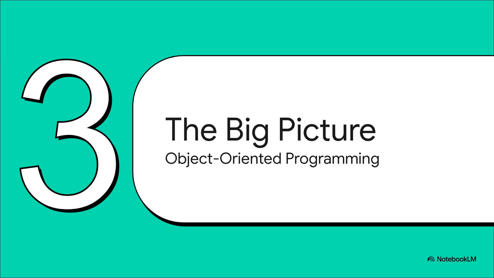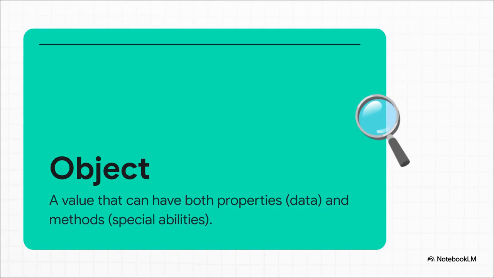Okay, so we've looked at all these little pieces. Now it's time to zoom out and see the big picture. And here's the best part. You have already been doing all of this, even if you didn't know the official fancy name for it. So let's get official for a second. What exactly is an object? It's really just a value in your code that has two things. First, properties. That's the data about it, like its fill color or radius. And second, methods. Those are its special abilities, the things it can do, like add_point or toFront.